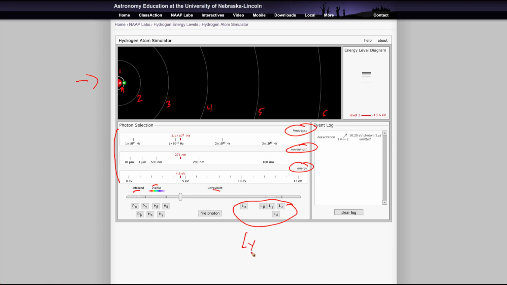These are the Lyman series, and those are associated with transitions from the first level. So Lyman alpha is from 1 to 2. And that means if I were to click on Lyman alpha, it would shoot a photon of the precise energy to bring that electron up into the second energy level. If you bring one that is the incorrect energy, then it would be unable to move the electron.